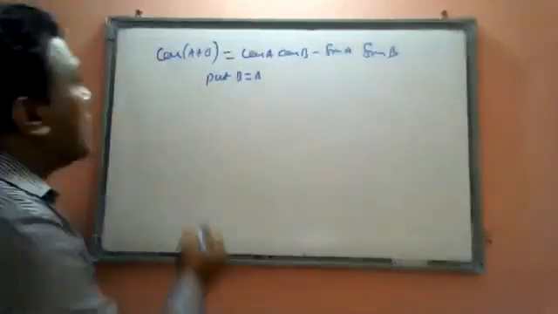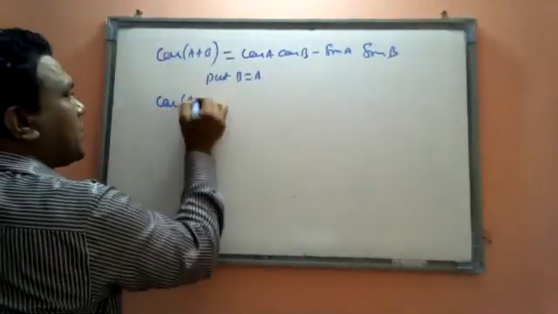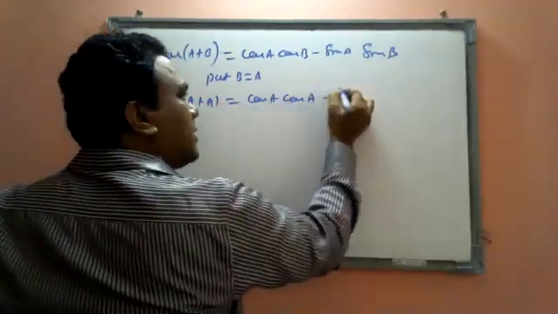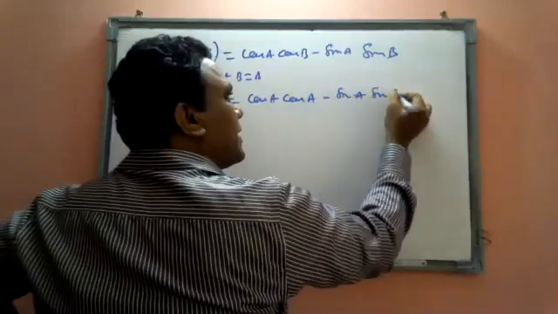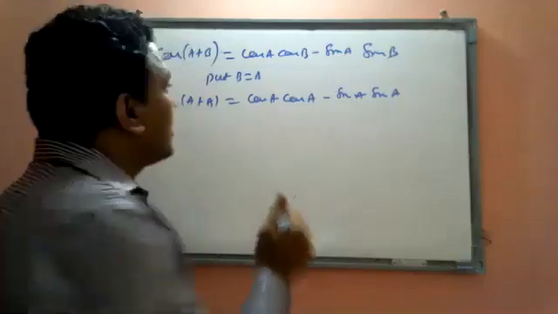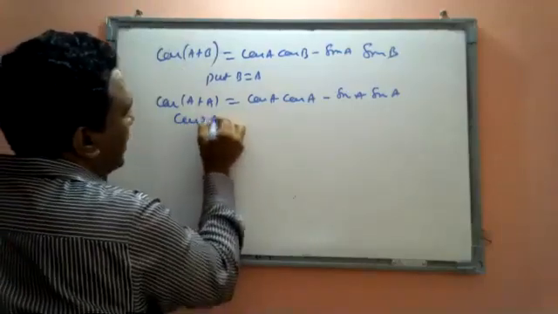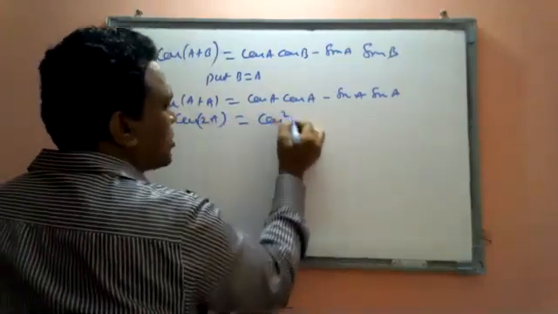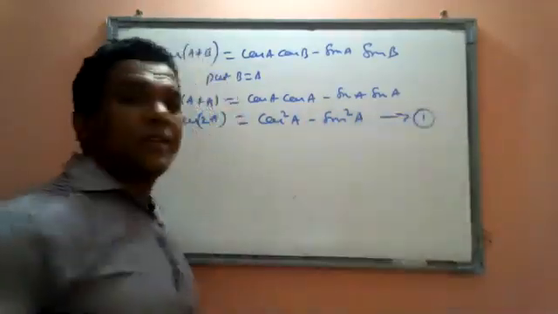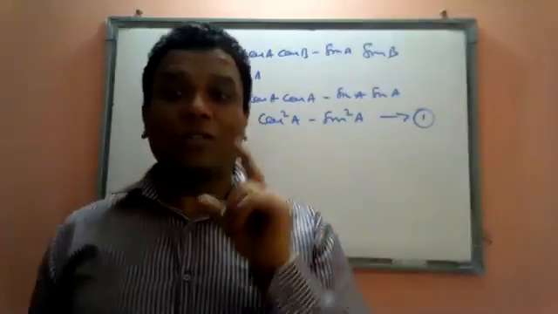Now just look here. What happens here? This becomes cos of a plus a equals cos a cos a minus sin a sin a. Wherever b is there, b is replaced by a. So this becomes cos 2a, and this will be cos square a minus sin square a. This is your first formula for cos 2a.